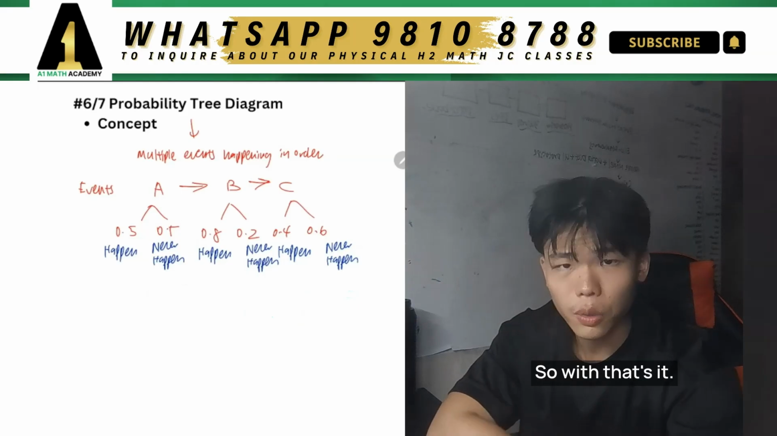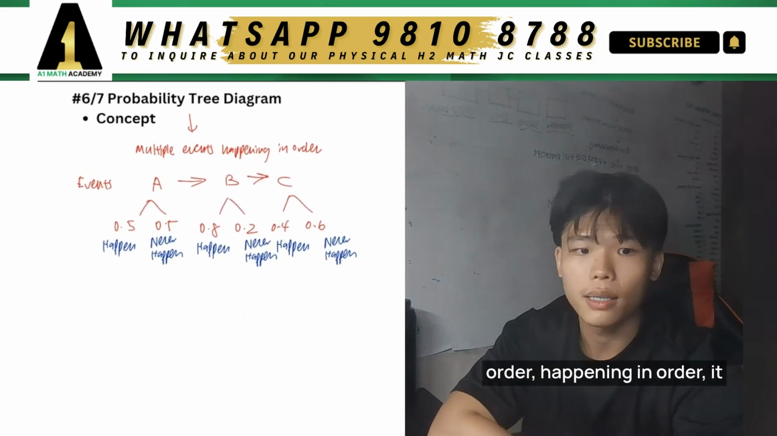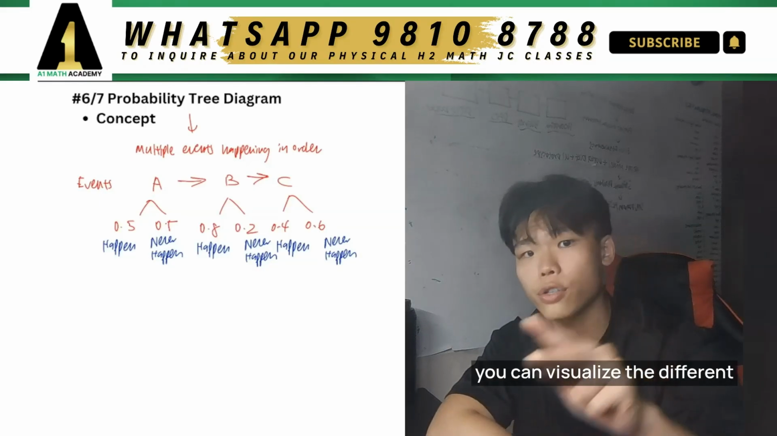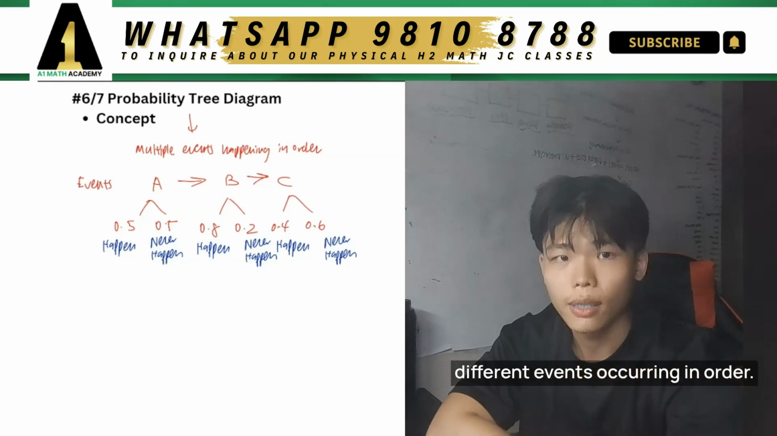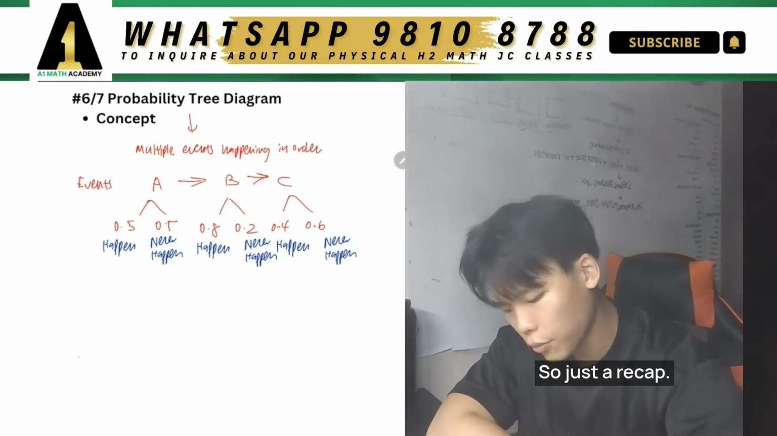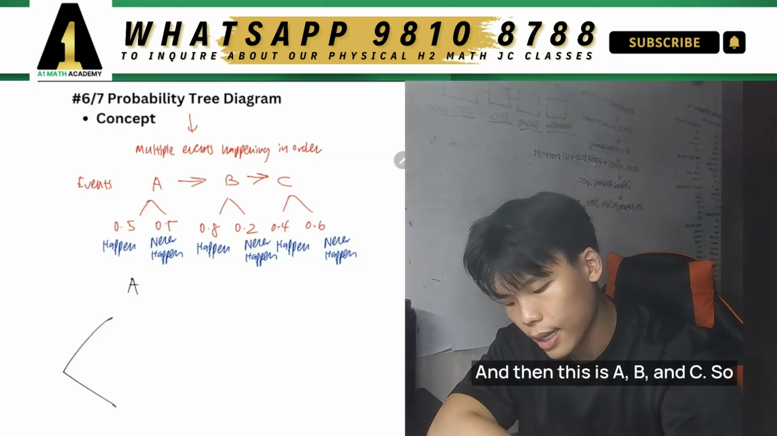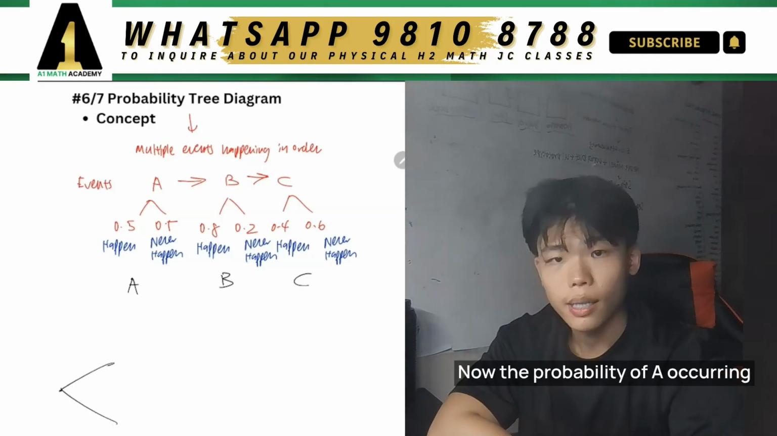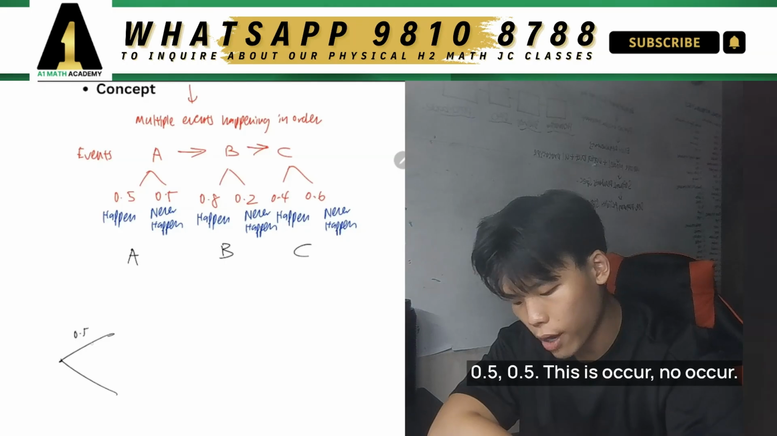So with that said, whenever there are multiple events happening in order, it serves you very well to draw a probability tree diagram because you can visualize the different paths, the different possibilities of the different events occurring in order. Just a recap, everything starts from a main branch over here, and then this is A, B, and C. Now the probability of A occurring would be 0.5, 0.5. This is occur, no occur.